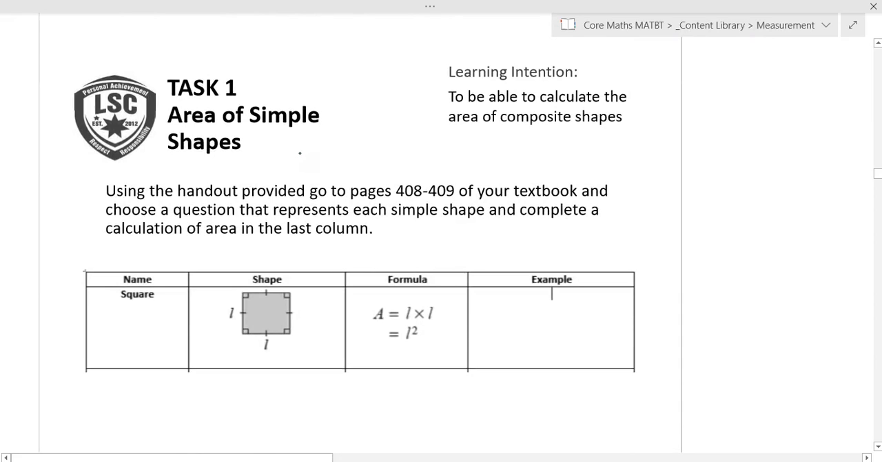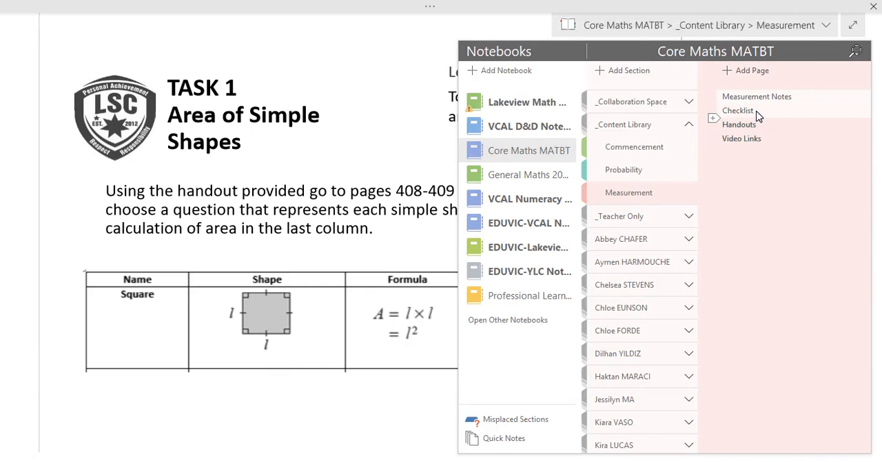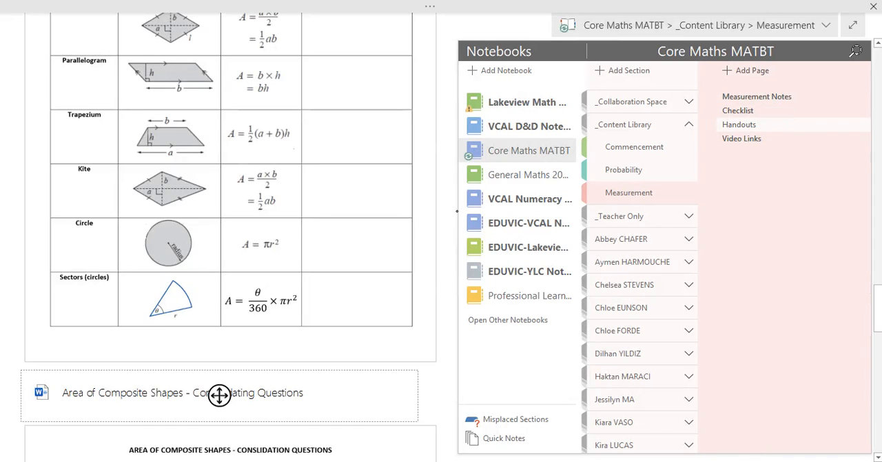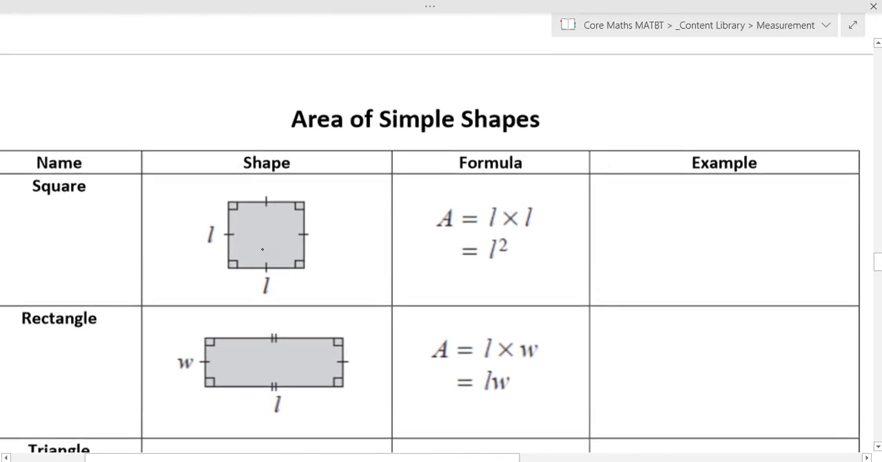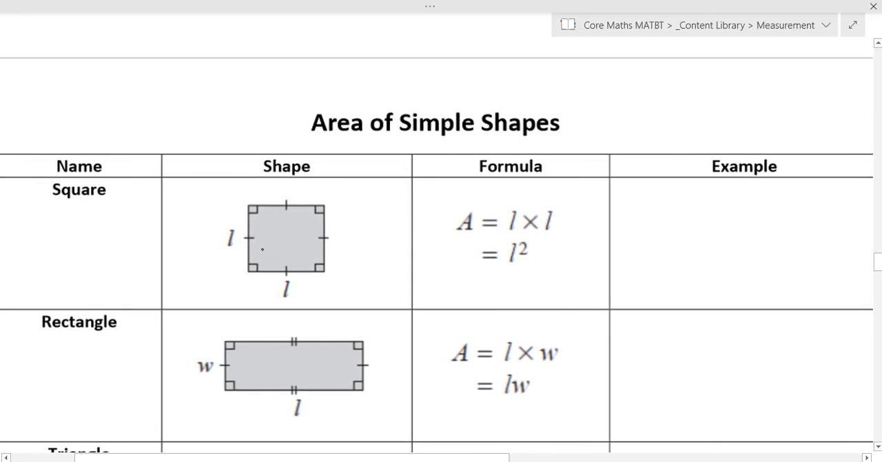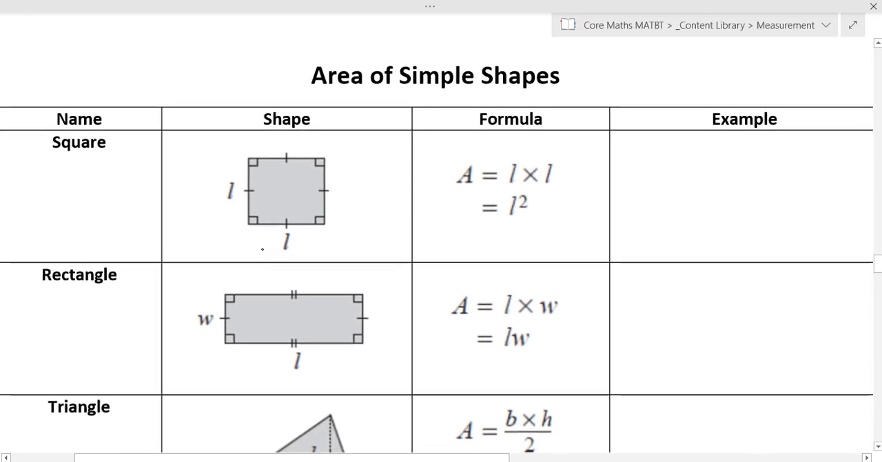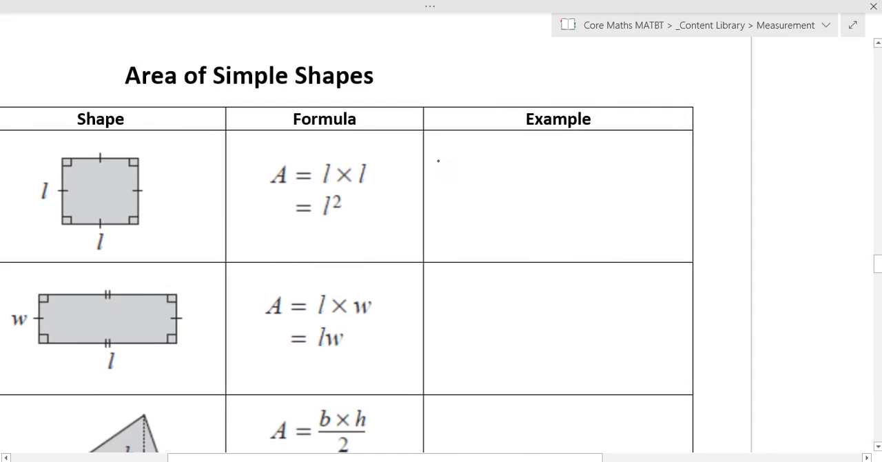We need to find some examples. Let me get that open here. You're going to get this handout, and you're going to have a shape, you're going to have the formula here, and you have to come up with your own example. I would like you to draw your own example of that shape. Say, for example, this is a square. Draw the dimensions of it.